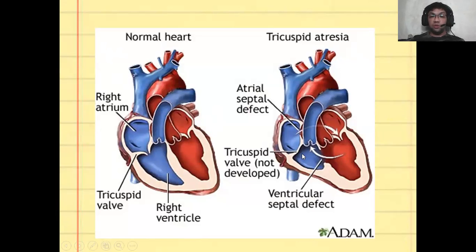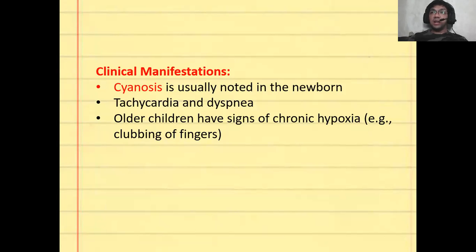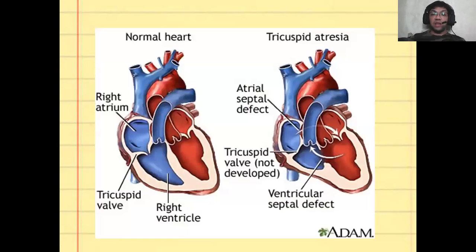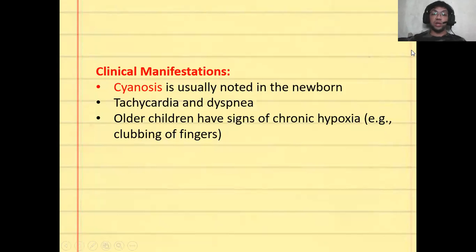The abnormal one, the tricuspid valve, didn't develop. So there's a closure in between the right atrium and the right ventricle. So how is the blood going to flow through it if there's no valve present? Again, clinical manifestations is cyanosis because the blood is not passing through this. It will pass through the atrial septal defect instead. But did it bypass the lungs? Yes, it did. So there's no oxygenation.